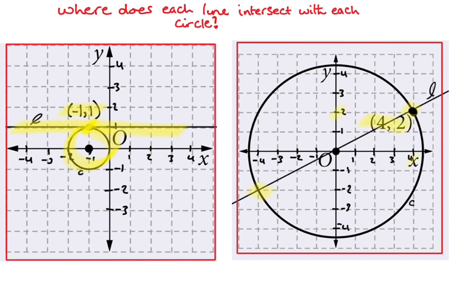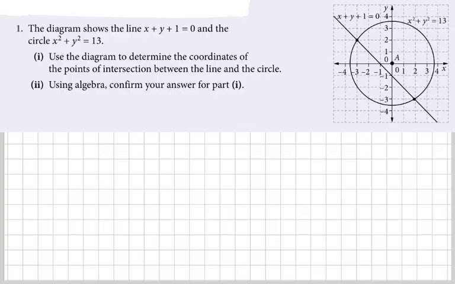The bottom one here, where's that point? Well, it's out -4 and down -2. So that's where that point is. So where are they intersecting? They're intersecting at the points 4, 2 and -4, -2. So when we have the drawings, it's very easy just to pick out what's going on.